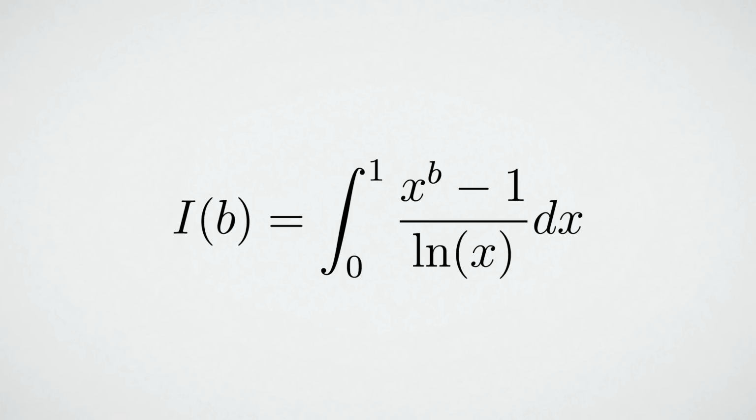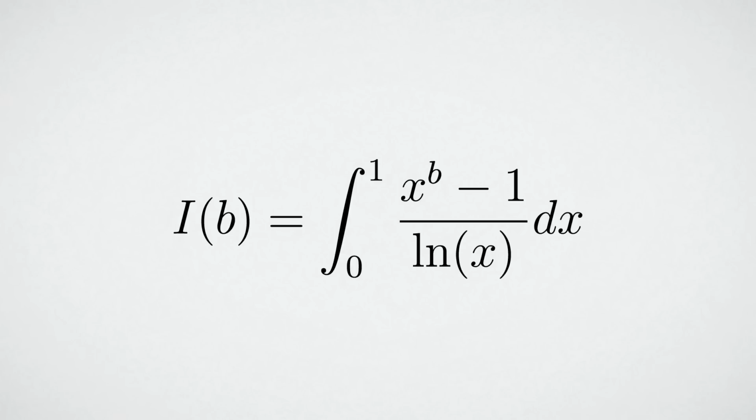It's called differentiation under the integral sign. First, let's define a more general function, I of b. I will stand for integral. So we'll say that I of b is the integral from 0 to 1 of (x to the power of b minus 1) over the natural log of x dx.